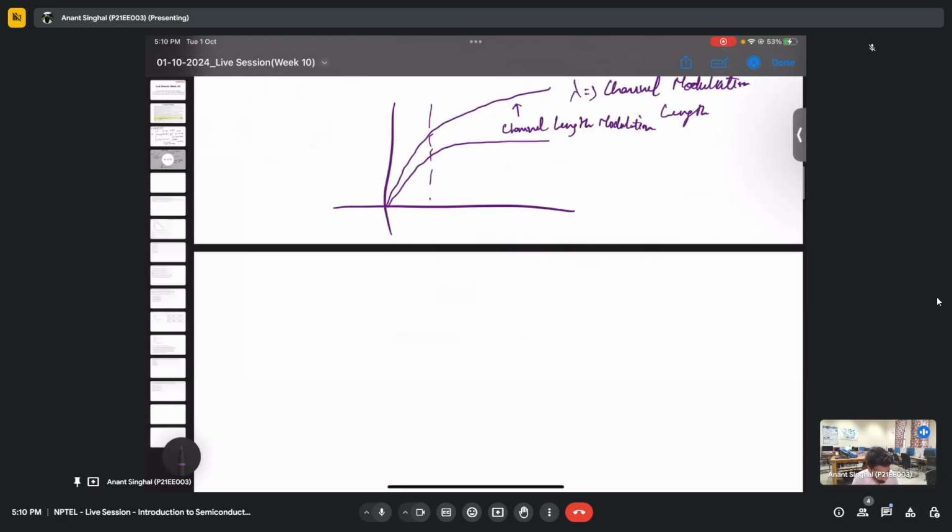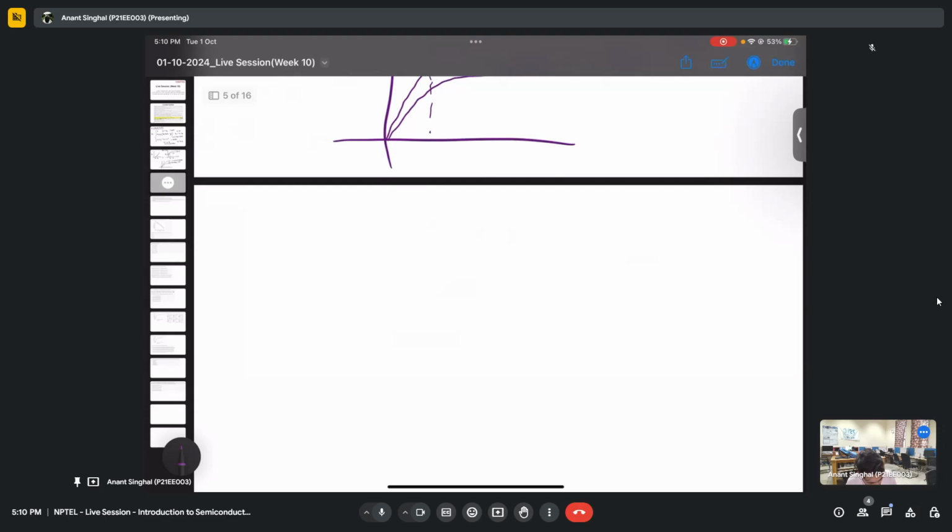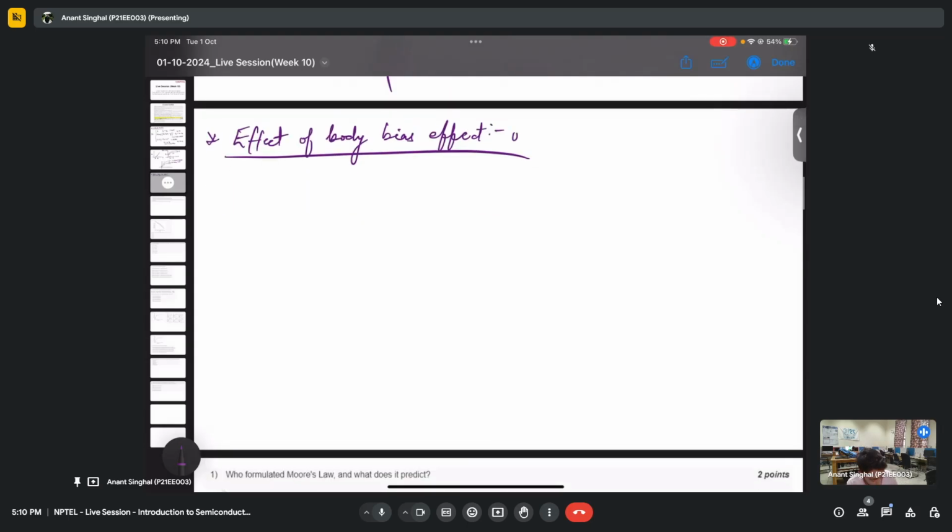Before going into that, I want to cover a very brief topic, which is the effect of body bias on the MOSFET, because till now we have not discussed the body bias effect. We have always kept the body terminal of our device at ground. So basically we have left this out. Let me cover this up. This will take not more than 5 to 6 minutes.